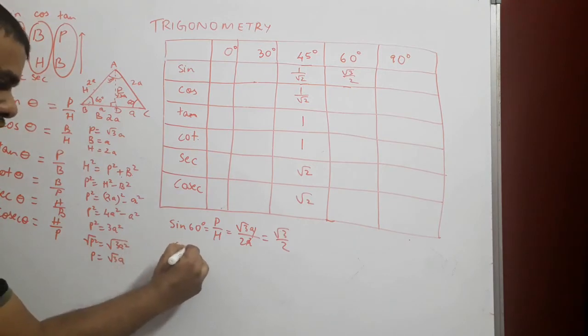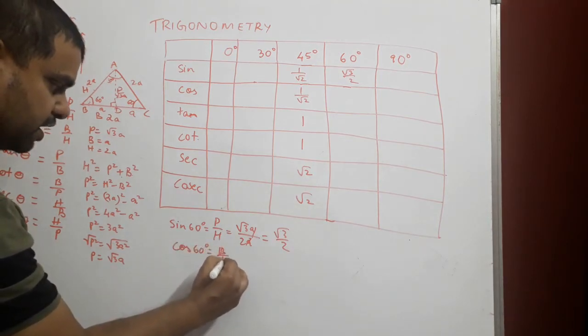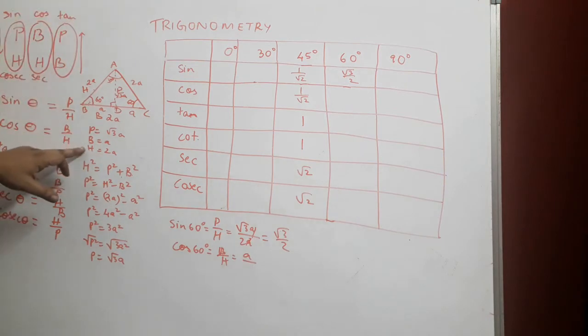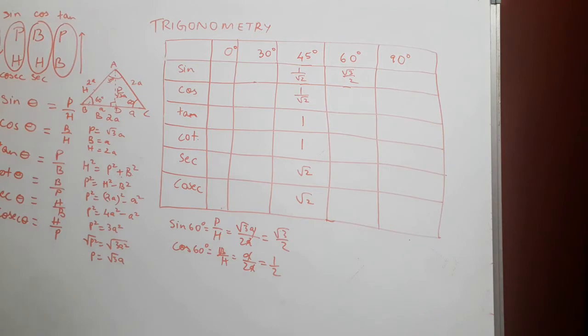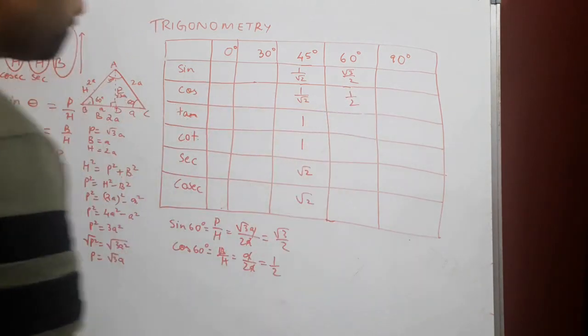Let's find out cos 60 degrees. Cos theta is b upon h. So we write this as b upon h. What is our b? It is a. What is our hypotenuse? It is 2a. A and a cancel. We are left with half. So we write cos 60 degrees equal to half.